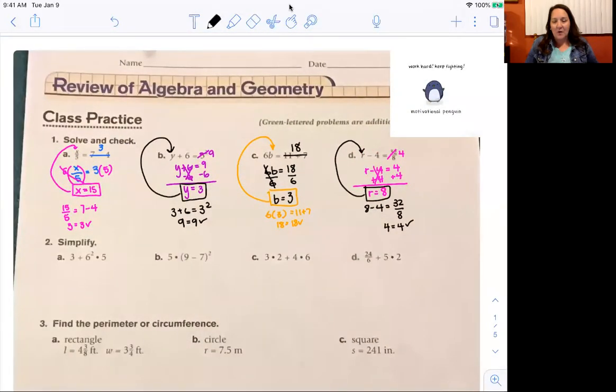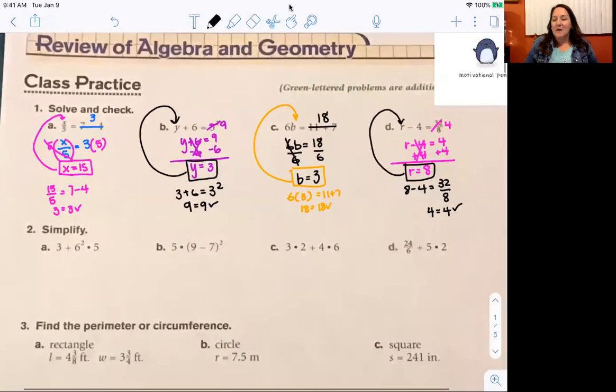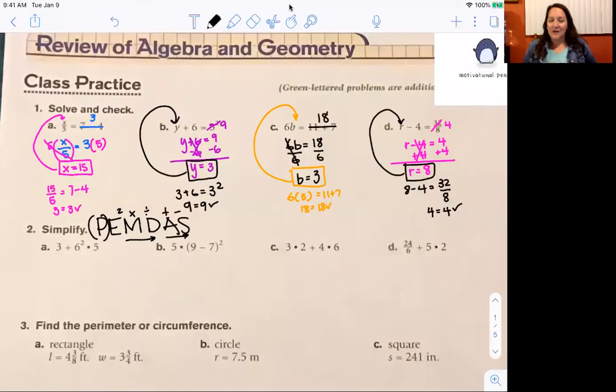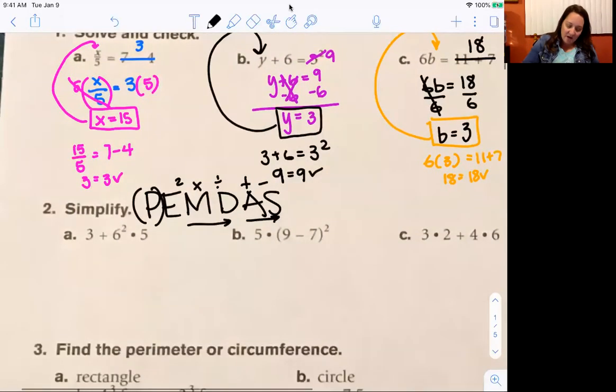Actually, no, I'm wrong. Let's do a couple of these PEMDAS together, and then I'm going to have you guys do a couple of them. So number 2 is PEMDAS. When we do PEMDAS, we do parentheses first, then exponents, then multiply and divide in the order they appear, then add and subtract in the order they appear. Let's do A and B together, then I'll have you try C and D on your own.